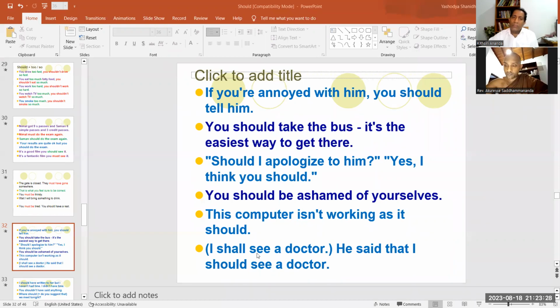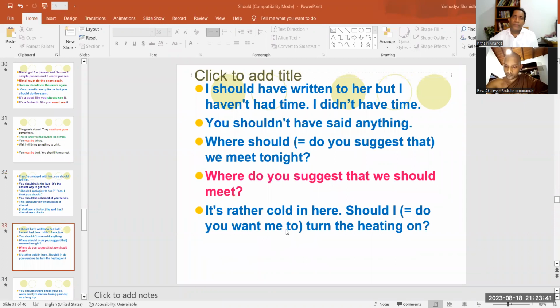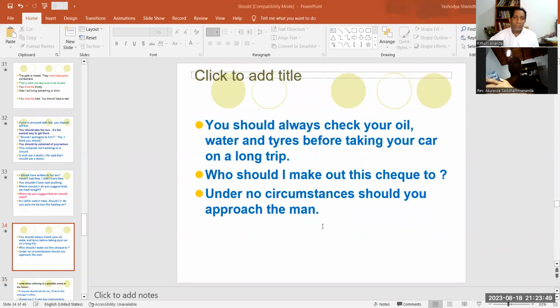So somebody says that I shall see a doctor. But if you are going to report what he said, then you have to report using should. He said that I should see a doctor. Yes, I think that is what we should generally have to understand.